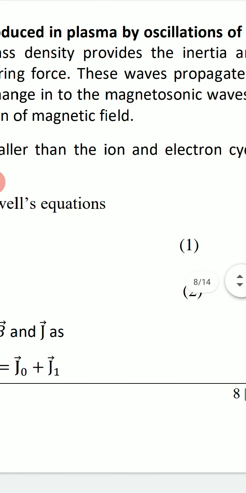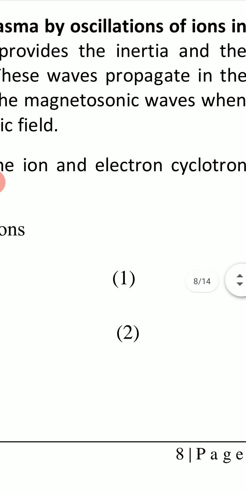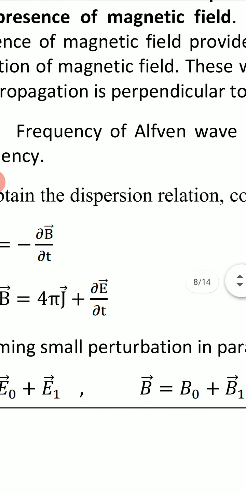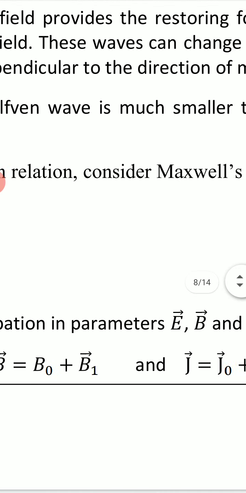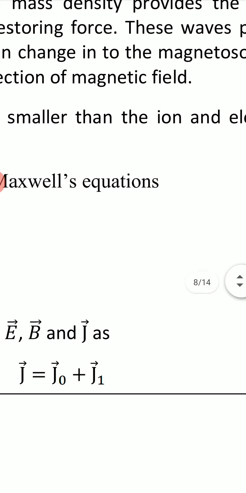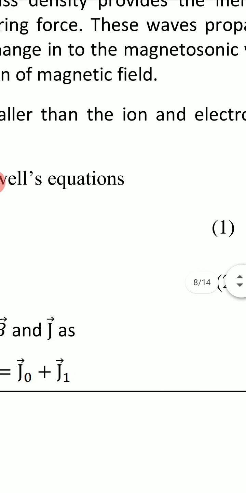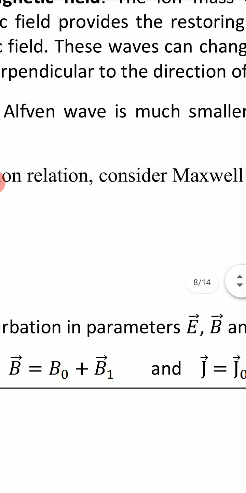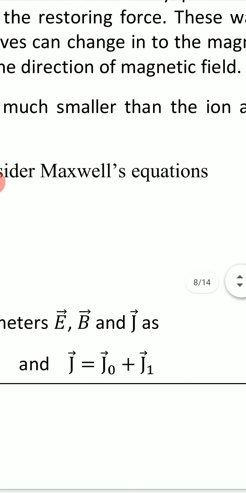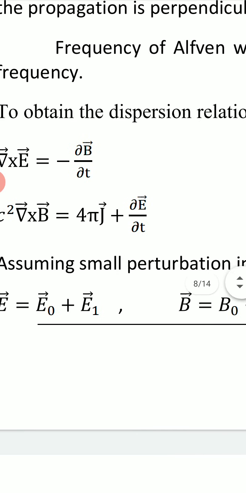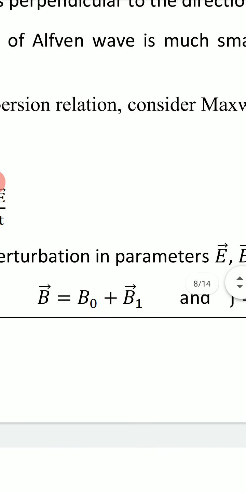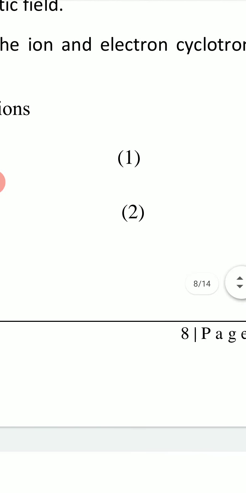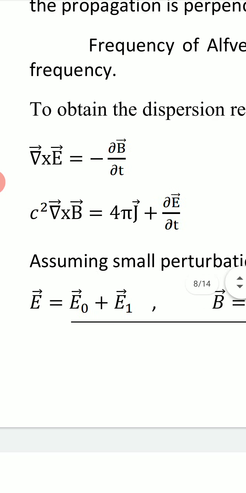These waves propagate in the direction of the magnetic field. These waves can change into the magnetosonic waves when the propagation is perpendicular to the direction of the magnetic field. The frequency of Alfven wave is much smaller than the ion and electron cyclotron frequency.